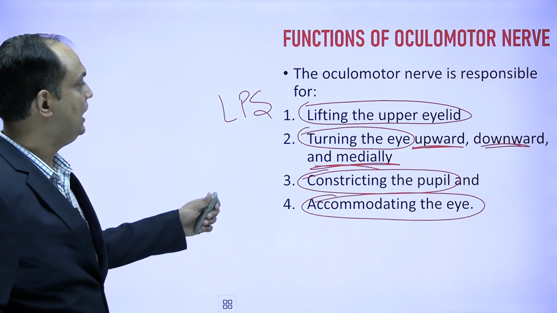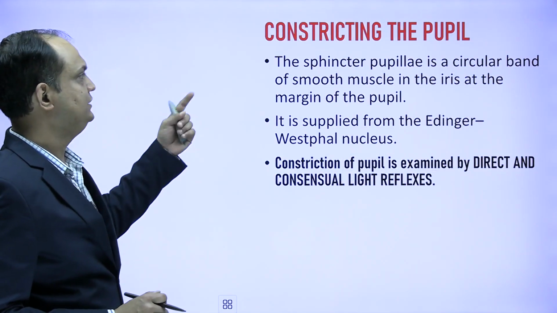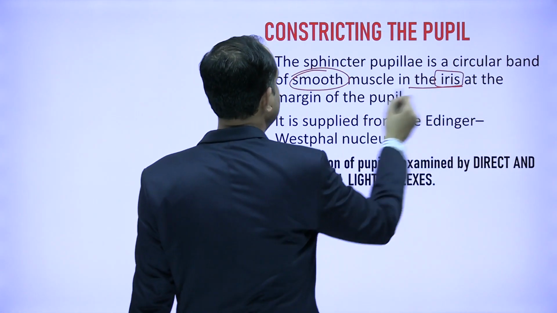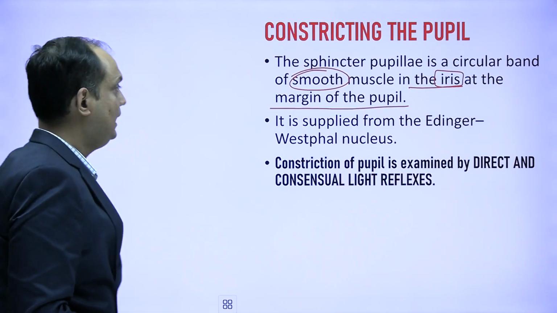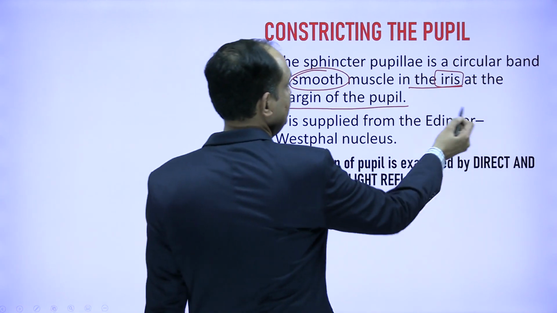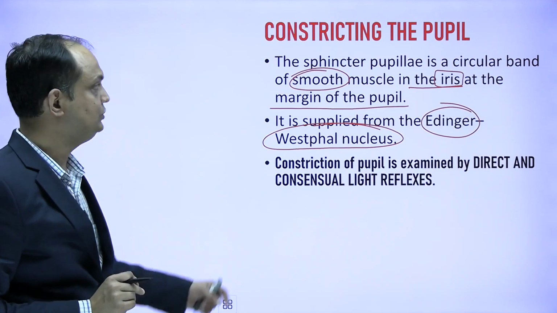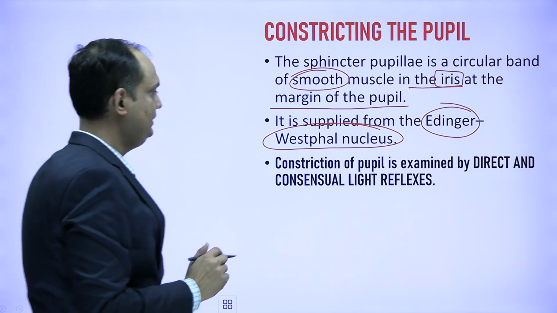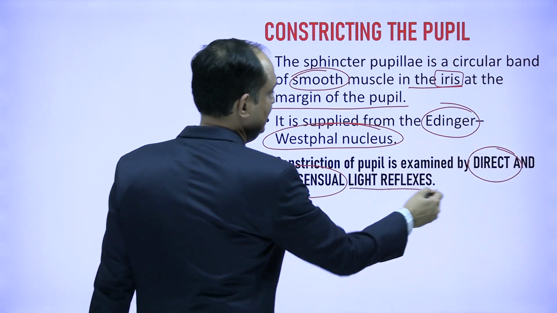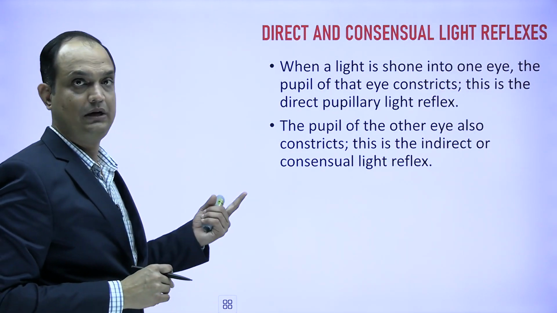Clear? Now, how can this constriction of the pupil be checked? The sphincter pupillae is a circular band of smooth muscle present in the iris at the margin of the pupil. It is an involuntary muscle supplied by the Edinger Westphal nucleus, which is the source of preganglionic parasympathetic fibers. To check the action of the sphincter pupillae, we have the direct and consensual, or indirect, light reflexes. Clear? So what are the direct and indirect or consensual light reflexes?